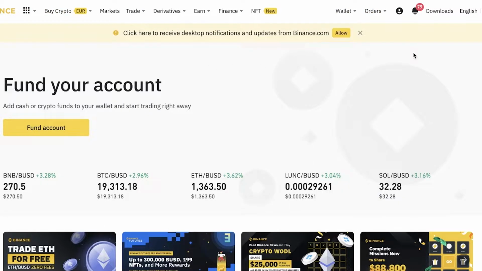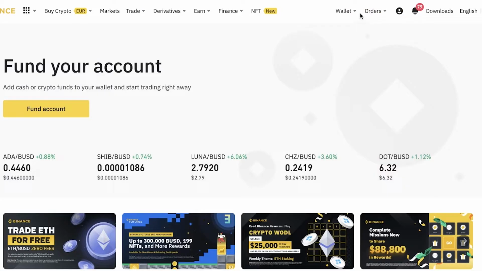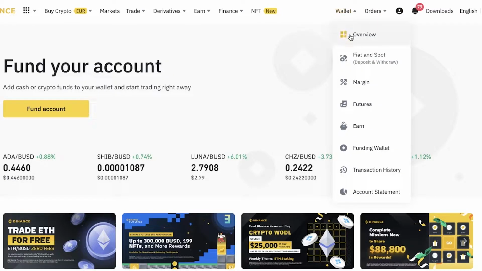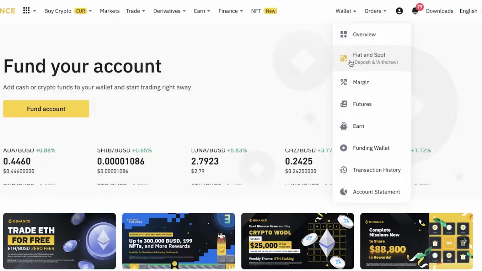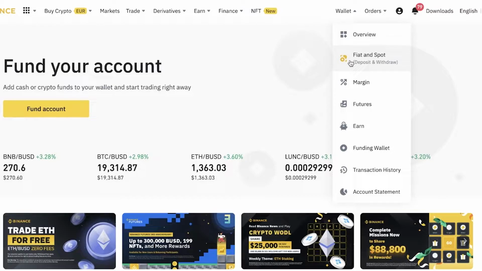To get started with Binance, you will go into your account and you will see your wallet. So there are two basic types of crypto. First off, you have your crypto token, and then you have fiat and spot. So fiat and spot basically means USDT or BUSD. These are just simple cryptocurrencies that are backed by an actual currency like US dollars. And what this allows you to do is just to convert that fiat or spot into actual crypto tokens.